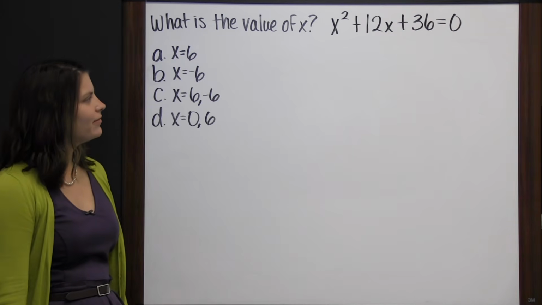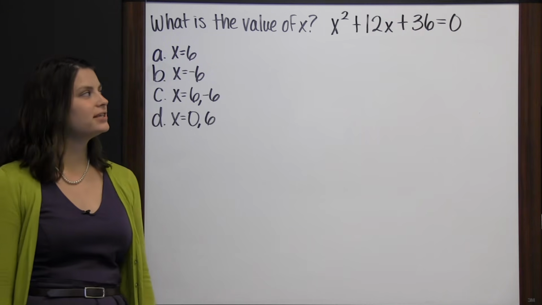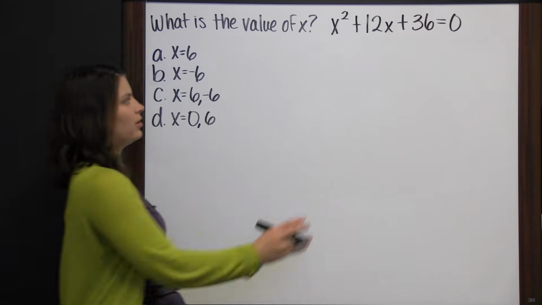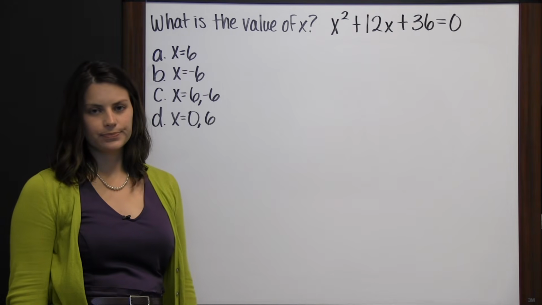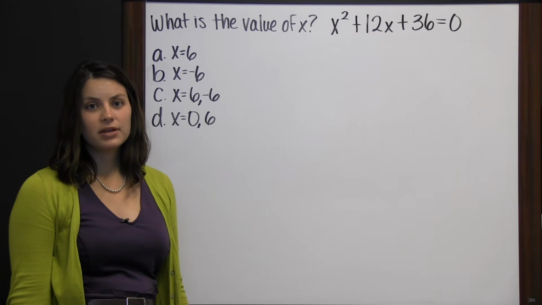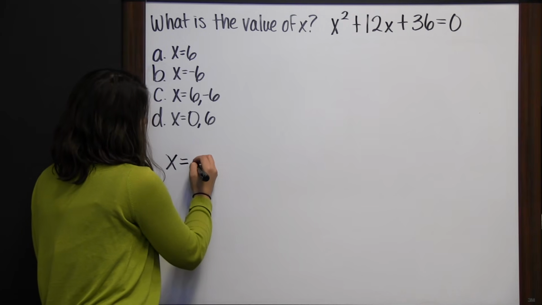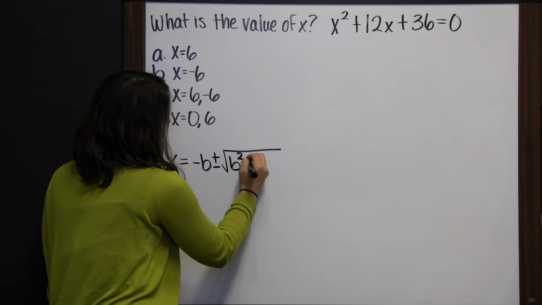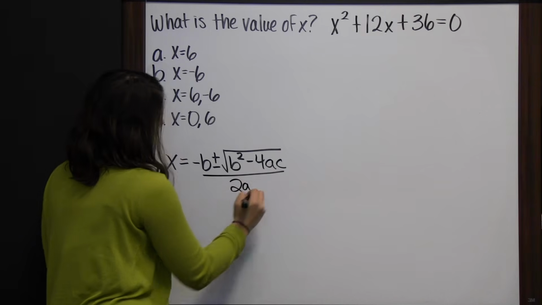What is the value of x in x squared plus 12x plus 36 equals 0? We need to find what number we could substitute for x that would make this equation true. And there's more than one way to do this. One way would be to use the quadratic equation, which is x equals the opposite of b plus or minus the square root of b squared minus 4 times a times c, all divided by 2a.